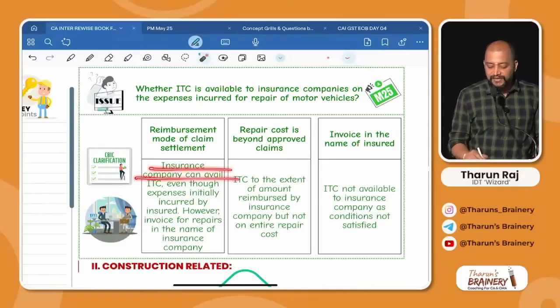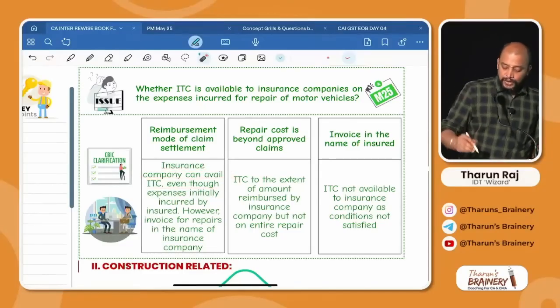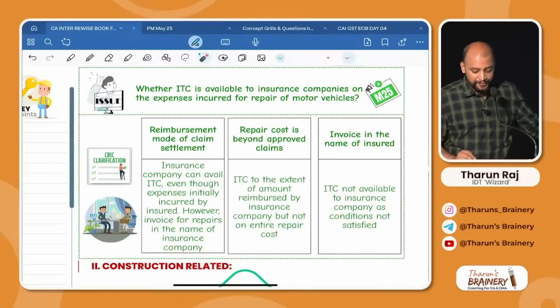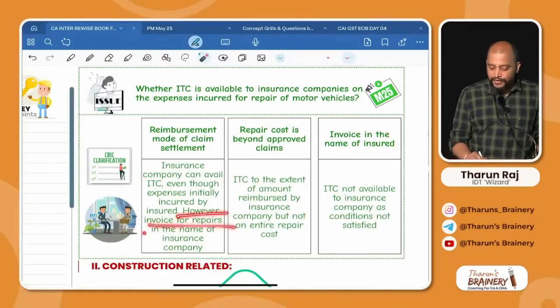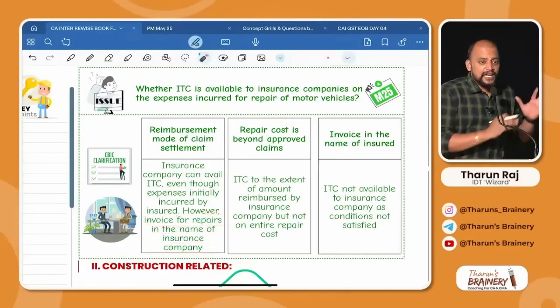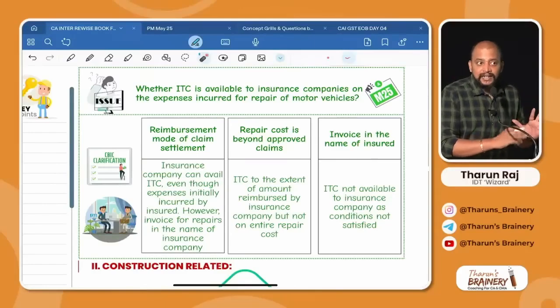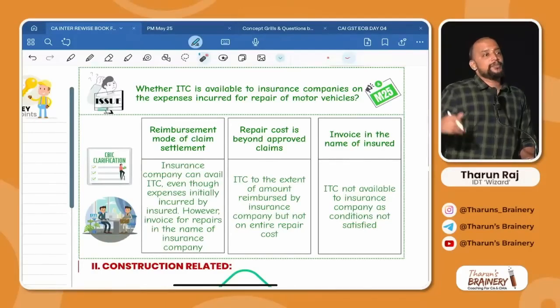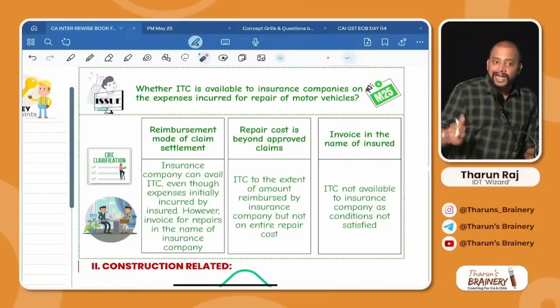Insurance company can avail ITC even though expenses were initially incurred by the insured. However, the invoice for repair should be in the name of the insurance company. Is that clear? But sir, the insurance company did not pay the workshop. Is it okay? Yes, it's okay.